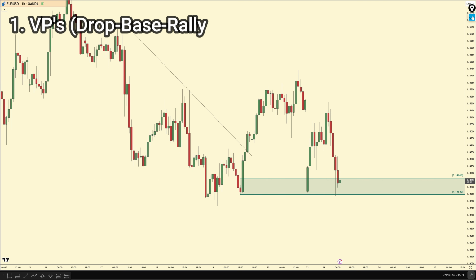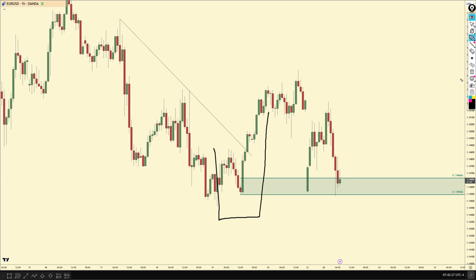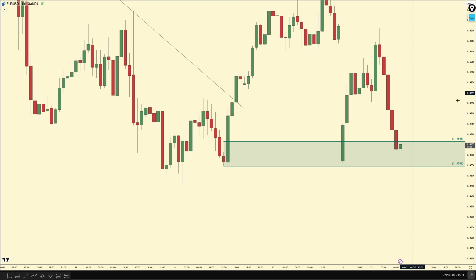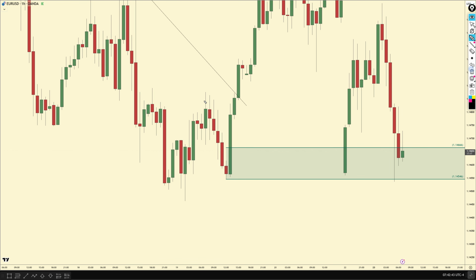All right, so the first zone we are going to be discussing is the drop base rally area of demand. You can see this is a great example of a drop base rally area of demand. Now, why is this a drop base rally area of demand? Well, we are simply going to zoom in on the candles here, and we dropped from here down. So that's the drop. Then we had the base, which is just this one single red basing candle.